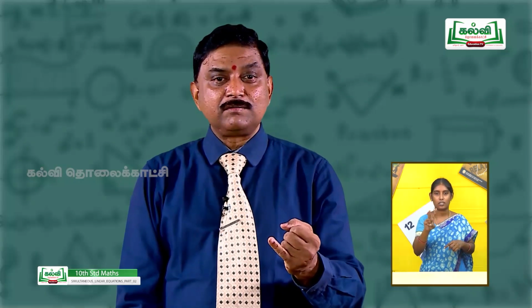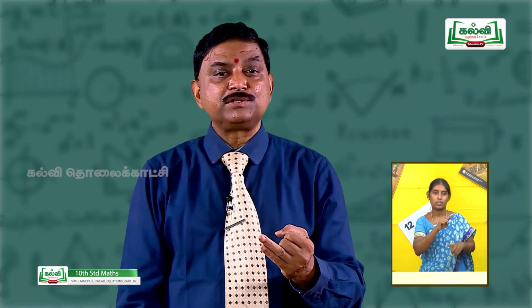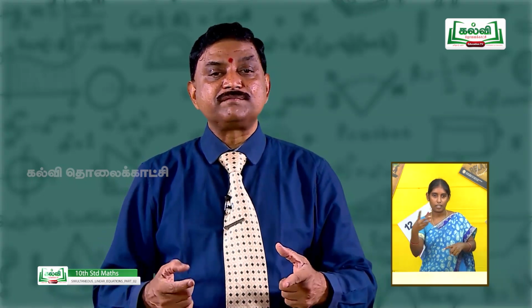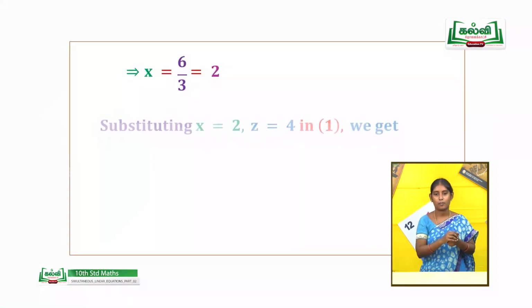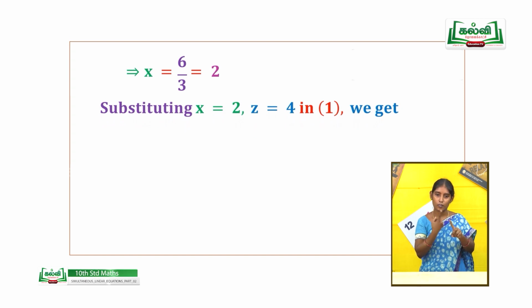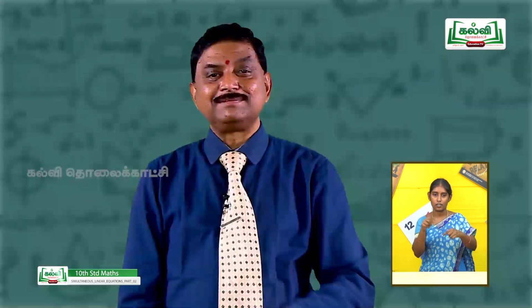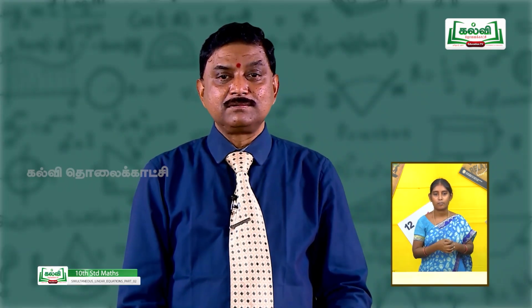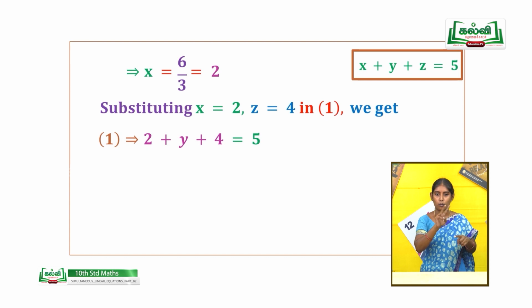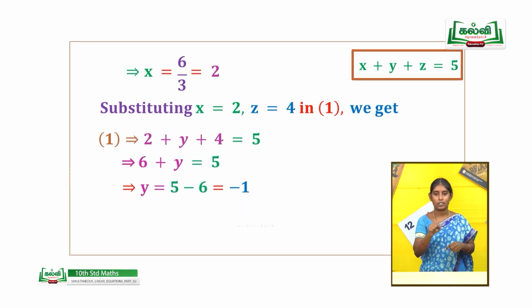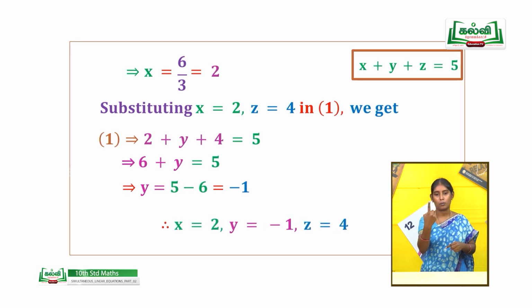So now the x variable value we know, the z variable value we know, substitute them in any one of the given 3 equations. So I selected the first equation. What is the first equation? x plus y plus z equal to 5. In that you can substitute the values. For x equal to 2, y we want to find out, z equal to 4, equal to 5. And 2 and 4 we have to add. So 6 plus y equal to 5. So y equals 5 minus 6, that is minus 1. We got the third variable's value also.